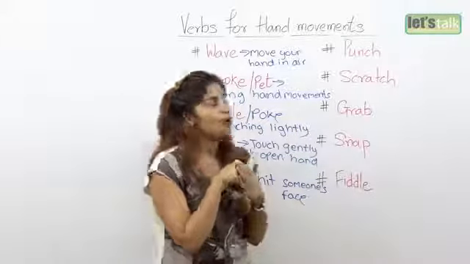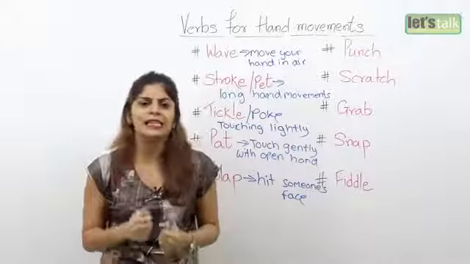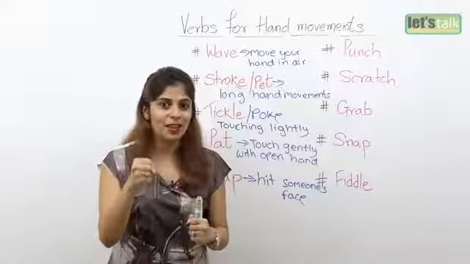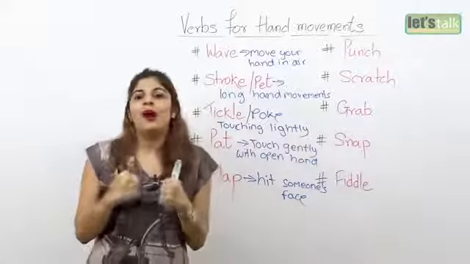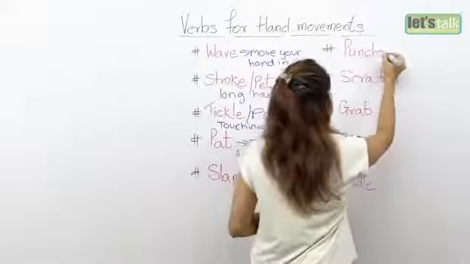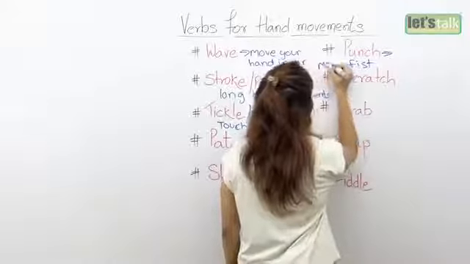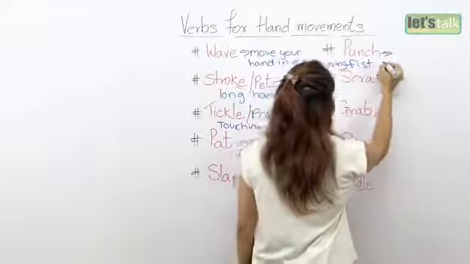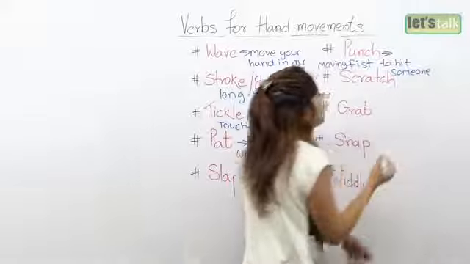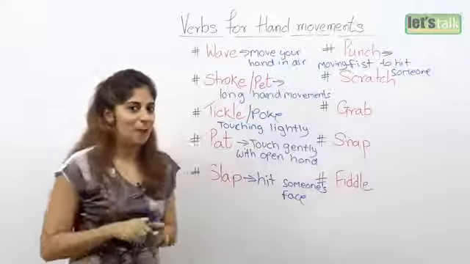Now you can also use it as a gesture, like when you win something, like you win a game and you're really excited, so you punch in the air, okay? So you're not punching someone or something, but you just punch in the air to show your excitement. So punching is either moving your fist to hit someone or just using your fist to hit someone.